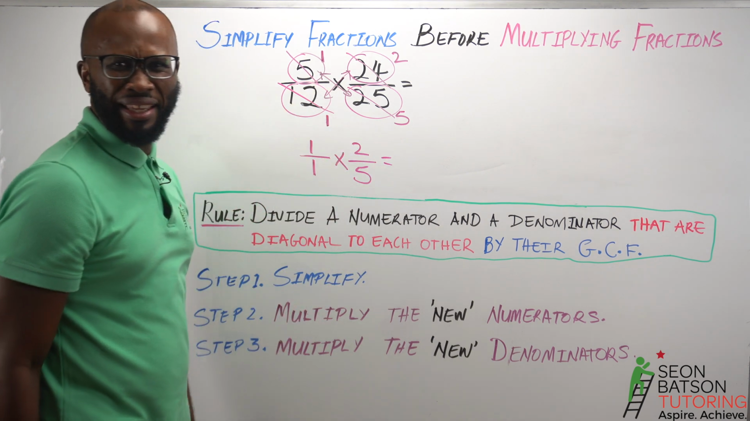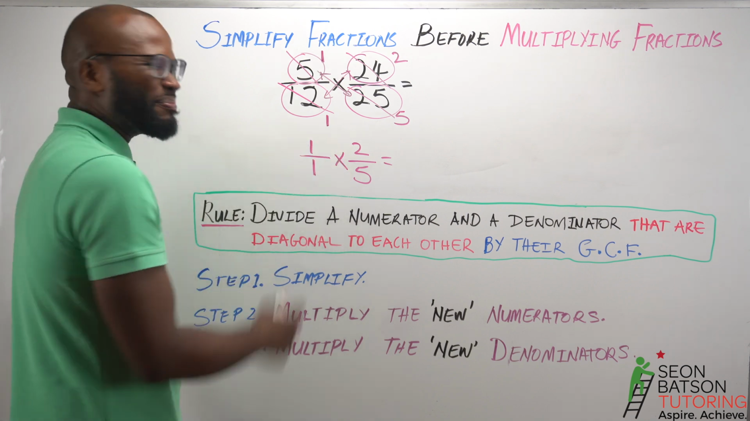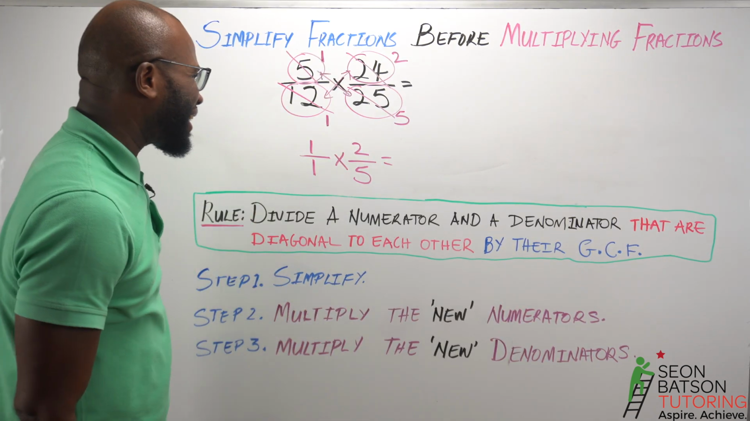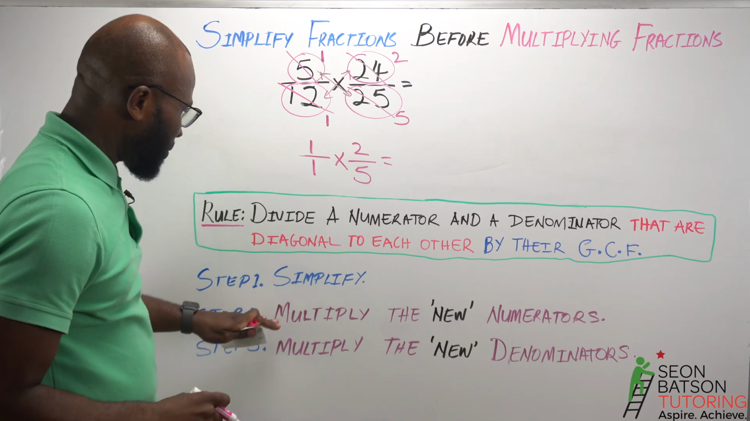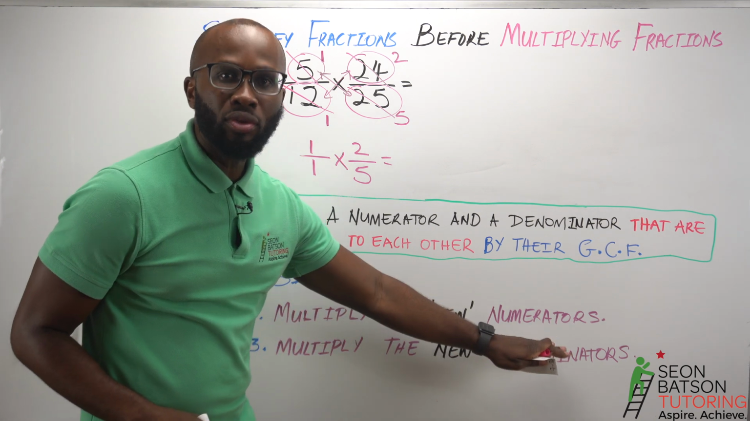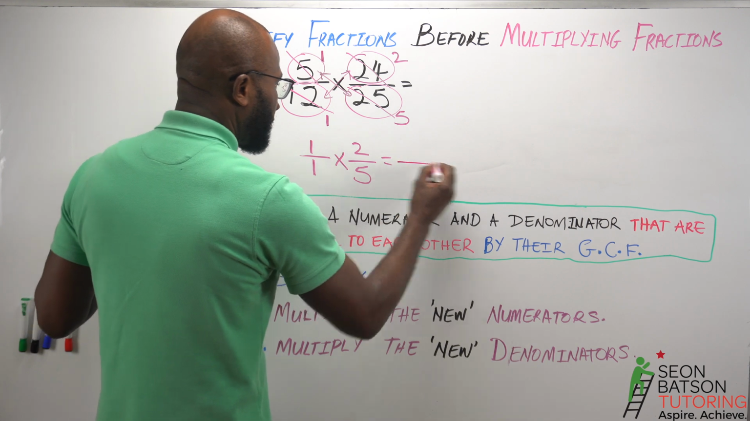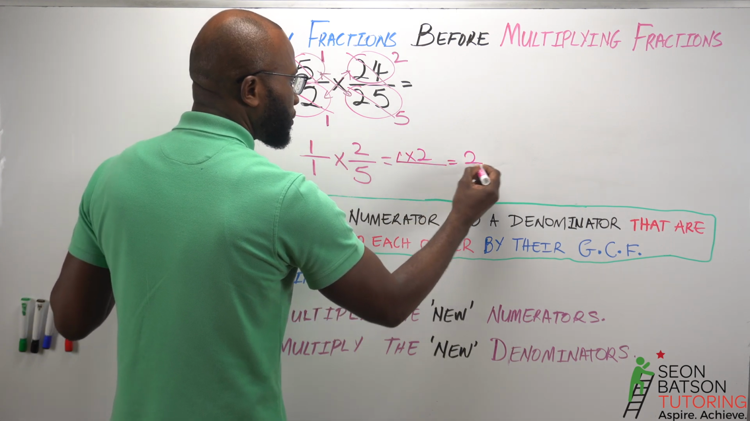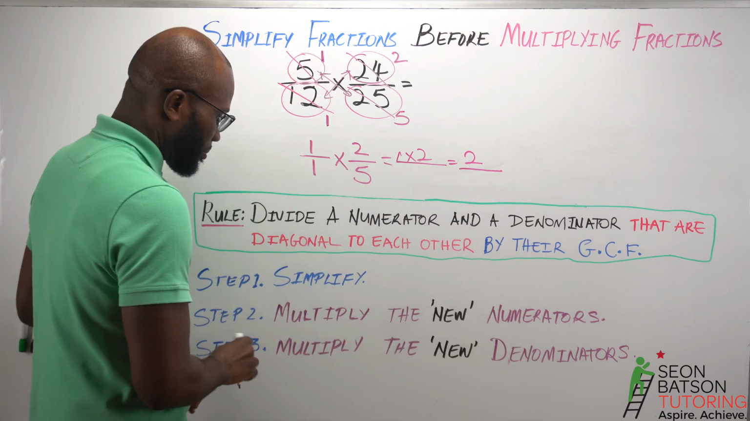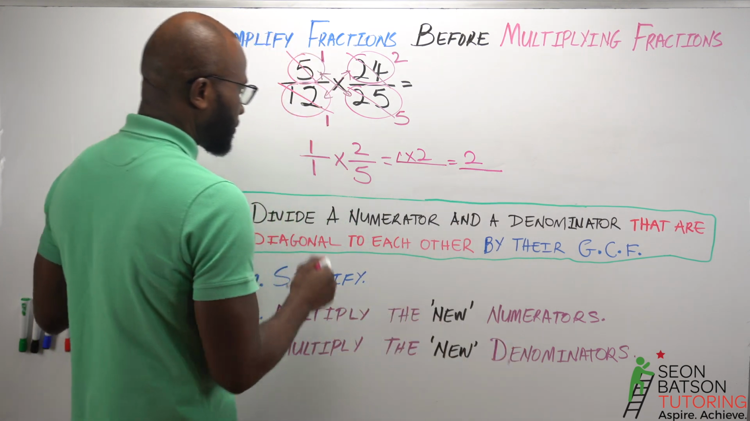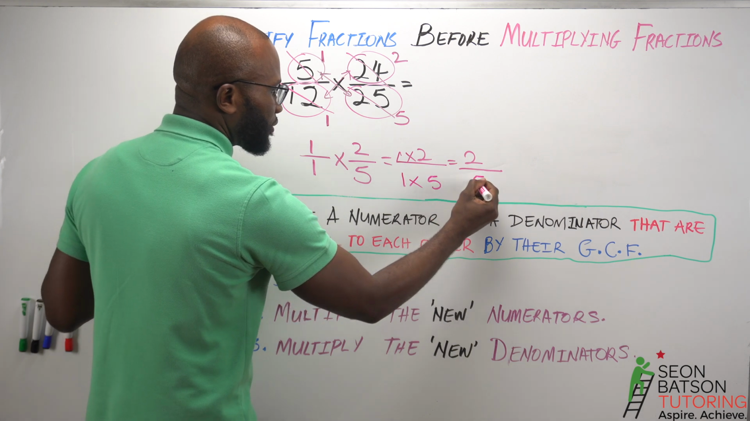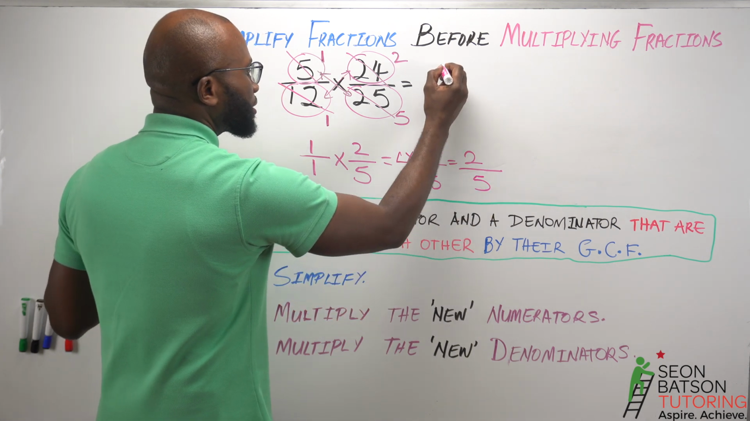You've got to be kidding me. This is much easier. Man, listen. Simplify before you multiply. After simplifying, we will multiply the new numerators. Yes? We'll do 1 times 2, which is 2. And then we will multiply the new denominators, which is 1 times 5, which is 5. So our final answer here is 2/5.